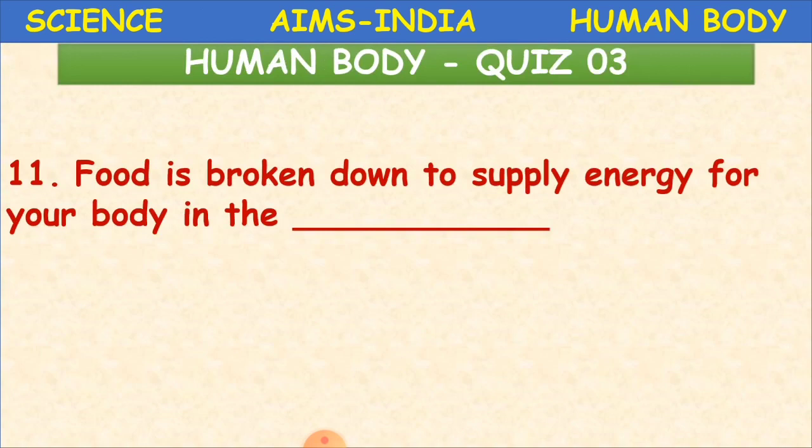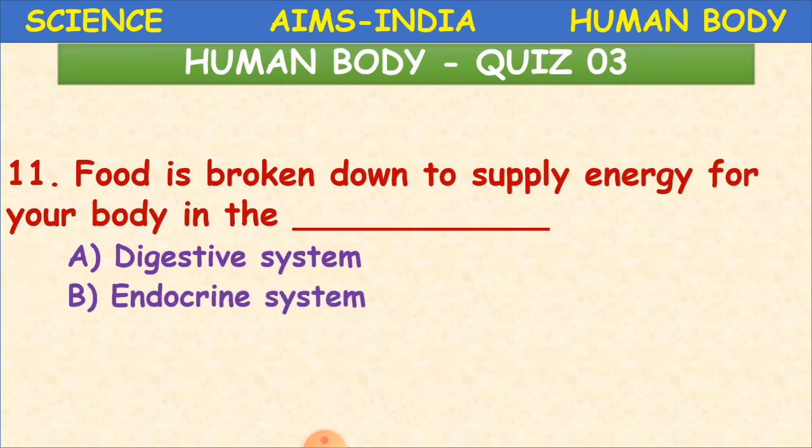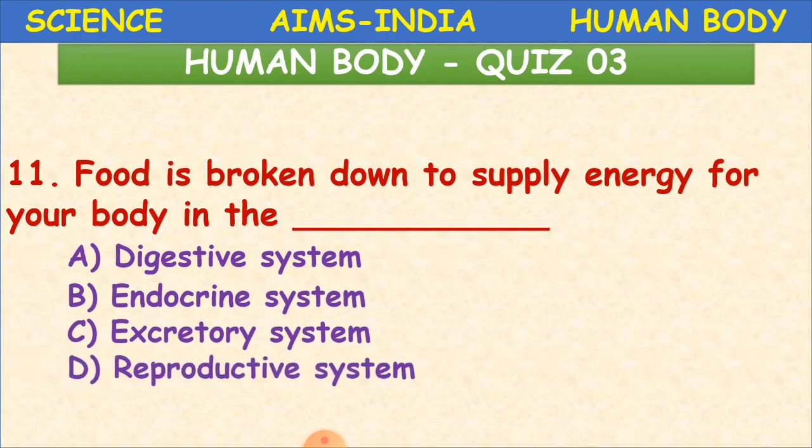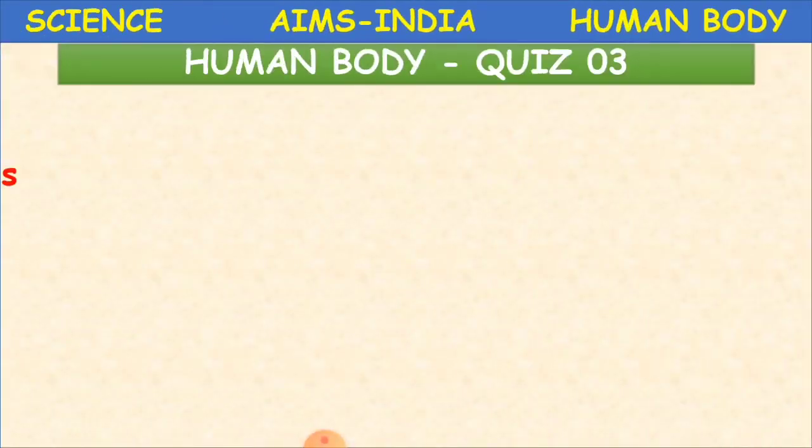And the other question. Food is broken down to supply energy for your body in the dash: A, digestive system, B, endocrine system, C, excretory system, and D, reproductive system. Where does this process go? It is in the digestive system. Food is broken down to supply energy for your body in the digestive system. Yes or no? And the next question now.